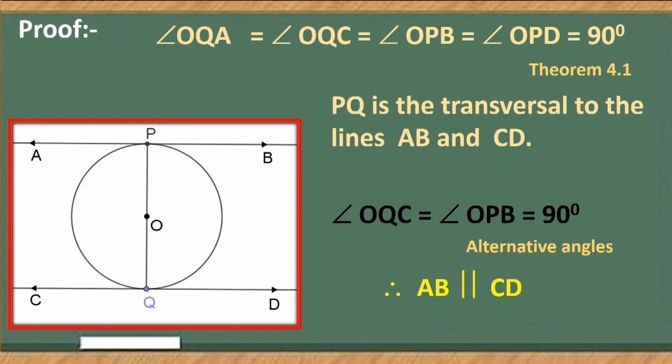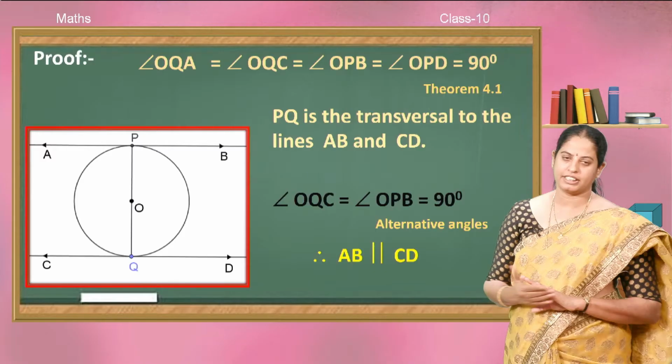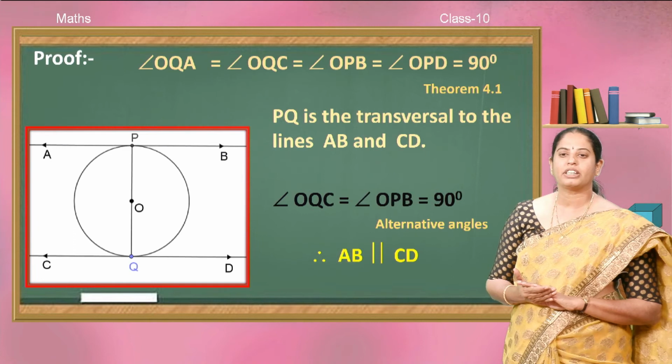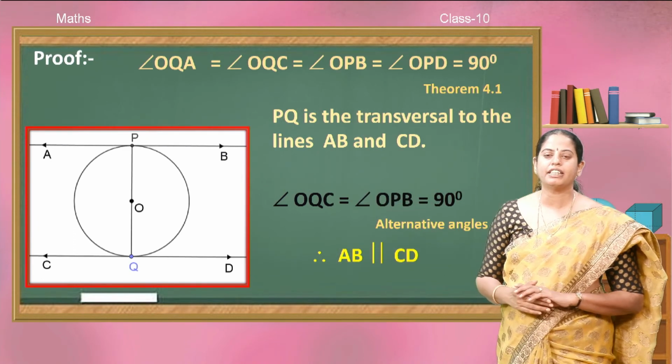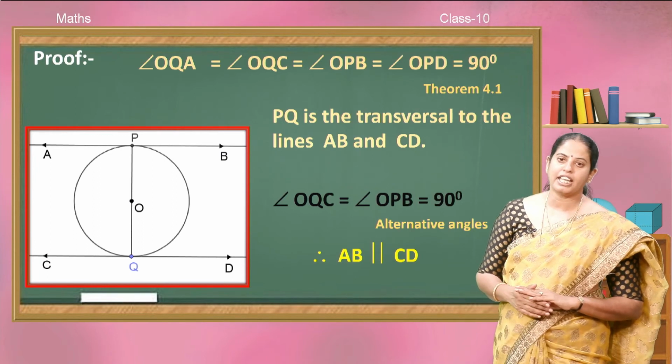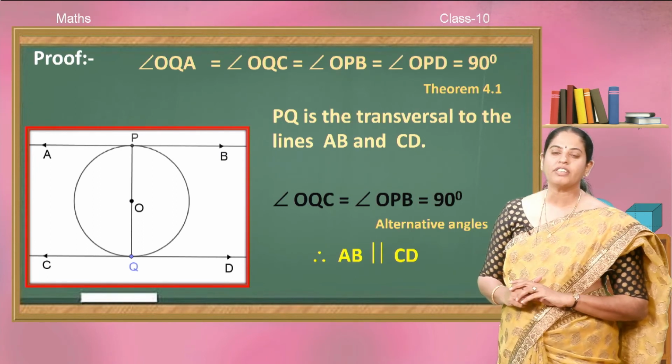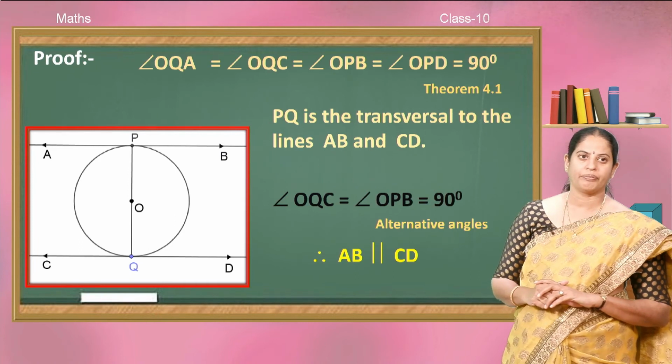You can also take a pair of F angles to show that the two lines are parallel, but here it is very easy to identify the alternate angles or the Z angles. Hence, we are proving with the help of Z angles, children.